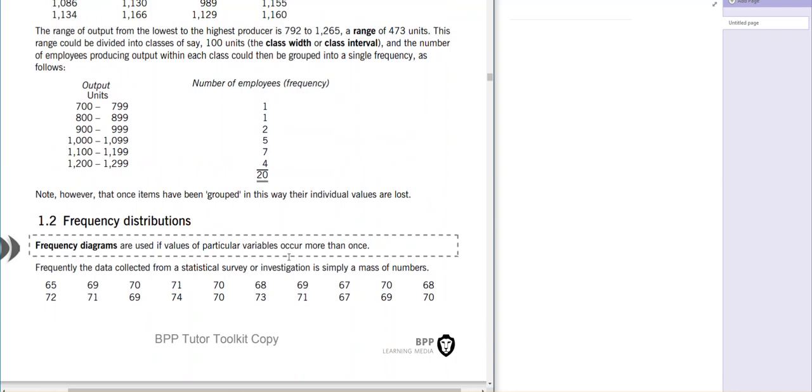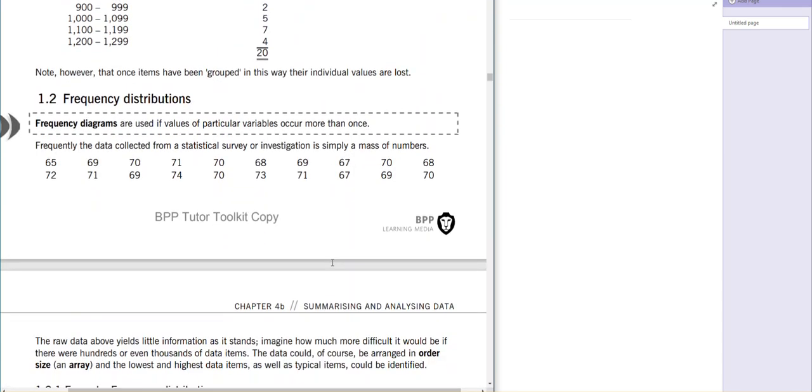Frequency means frequent. How frequent is a variable in data? How many times does something appear? Like we have data here. If we look at 70, we have once, twice, thrice, 4 times, 5 times. So we have 75 times. This is called frequency. So we have other data as well that appears. For example, we have 69, which is once and twice and thrice. So this is called frequency.